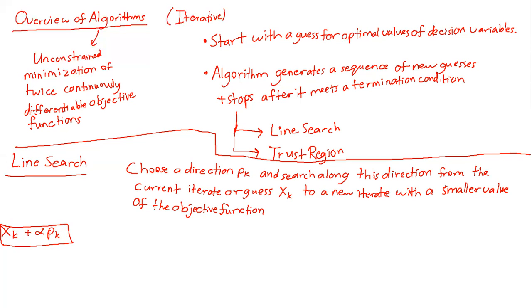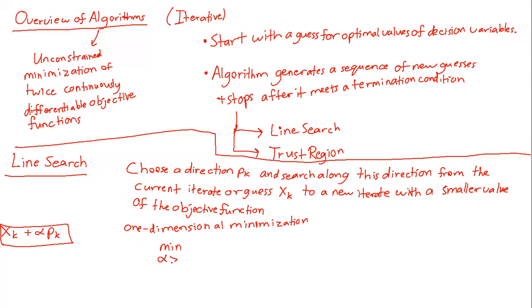And this alpha here is something that determines how far along this direction pk you search. Is alpha a small number? Is alpha a large number? That determines the amount that you move in this direction pk. So the question becomes, how do I know what my alpha is? One idea is to solve a one-dimensional minimization problem, where you try to find a good alpha.